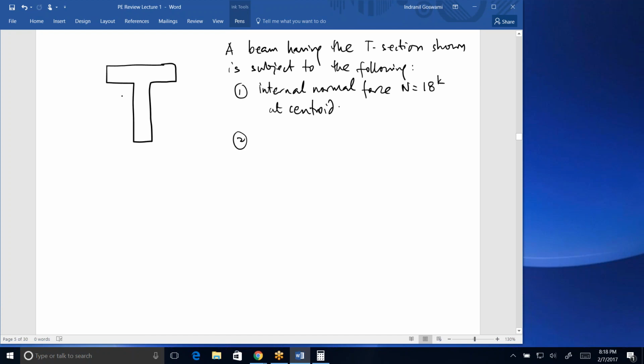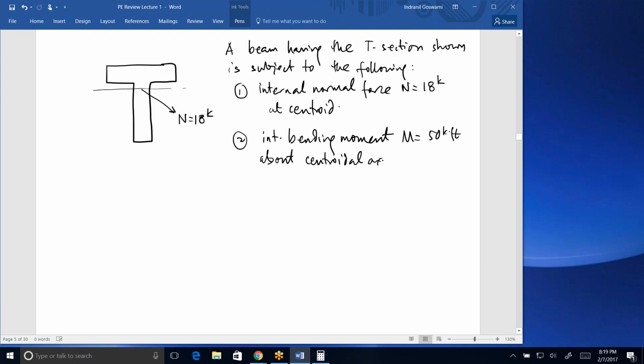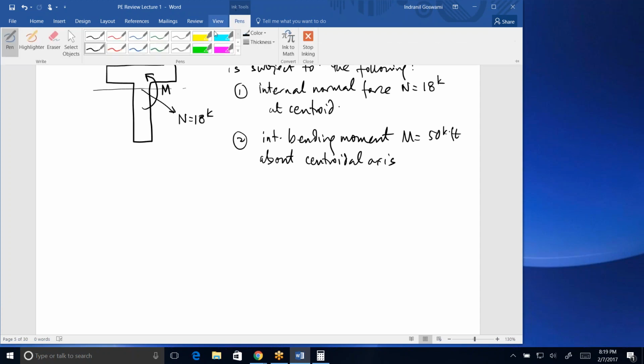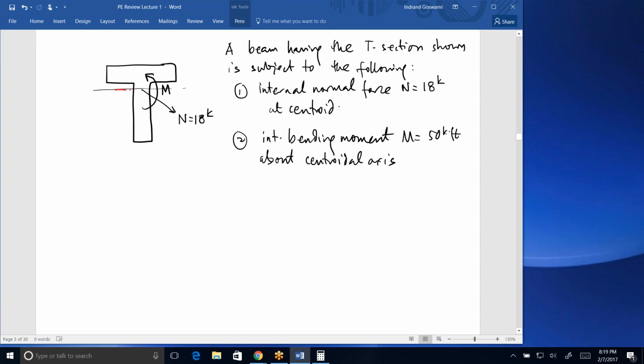and two, so it's shown like that, N equal to 18 kips, and two, an internal bending moment M equal to 50 kip-foot about the centroidal axis, and that's, let's say, looks like that. Hopefully their drawing will be a little bit clearer than mine, but what I mean to draw there is that this moment is about this axis. You know, if you curl your fingers around that red line, that moment.